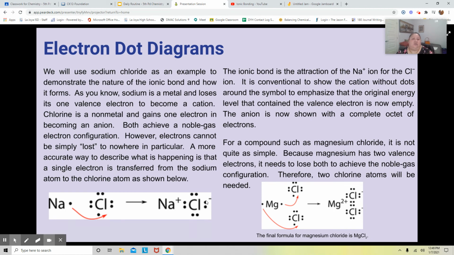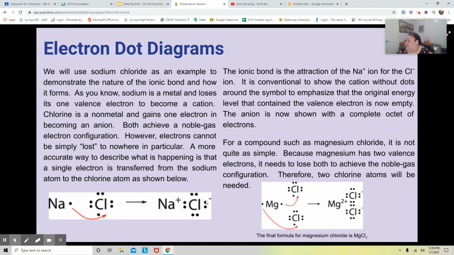You cannot lose both of those valence electrons that magnesium has to 1 chlorine, right? It only needs 1. What's going to happen to the other? You're going to have to bring in a second chlorine to take away that second electron from magnesium. And you're going to have the ionic compound, magnesium chloride, with 2 chlorines and 1 magnesium. And you can see that nice compound right here in the picture below.